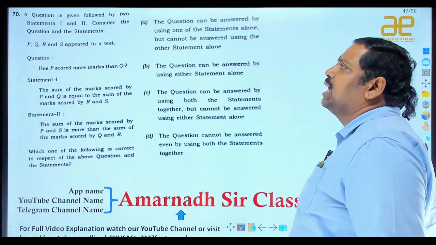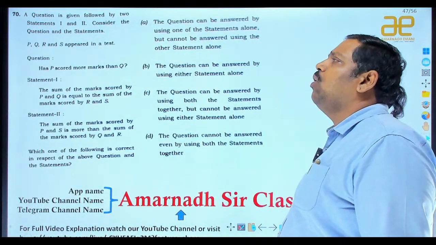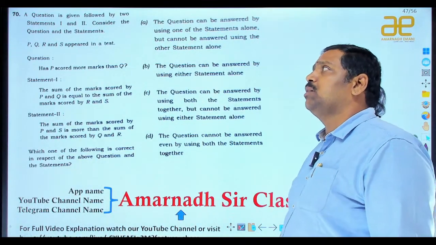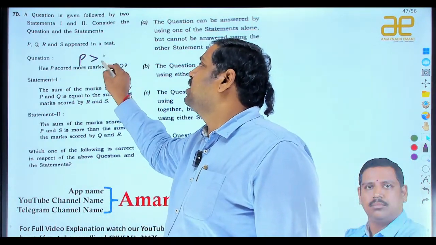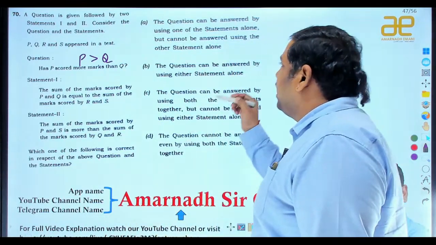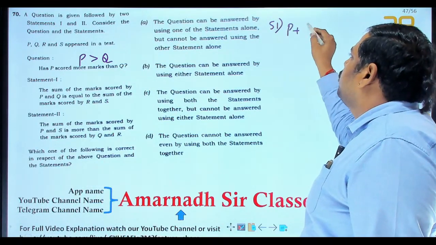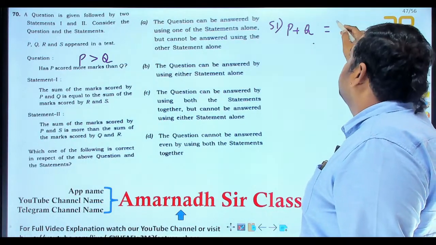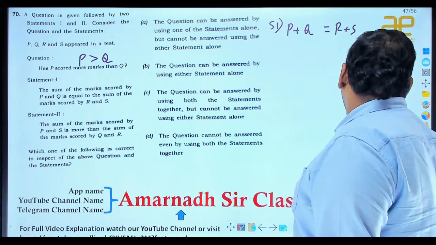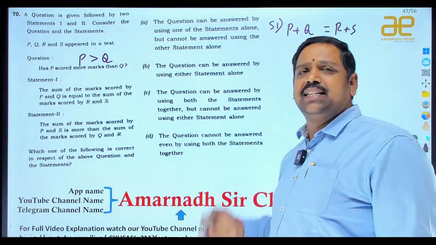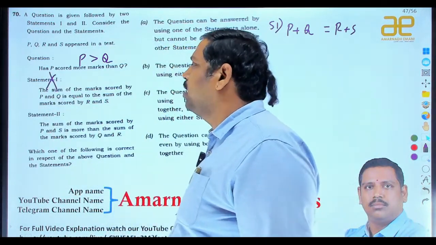A question is given followed by two statements 1 and 2. Consider the question and the statements. P, Q, R and S appeared in a test. Four persons appeared in a test. Has P scored more than Q? What is the question? Is P more than Q? Statement 1: the sum of the marks scored by P and Q is equal to the sum of the marks scored by R and S. Superb. Sir, in this one, P plus Q is equal to R plus S, but I am unable to say whether P is greater than Q or P is less than Q. That is the reason I am unable to say statement 1 alone is sufficient to answer the question.